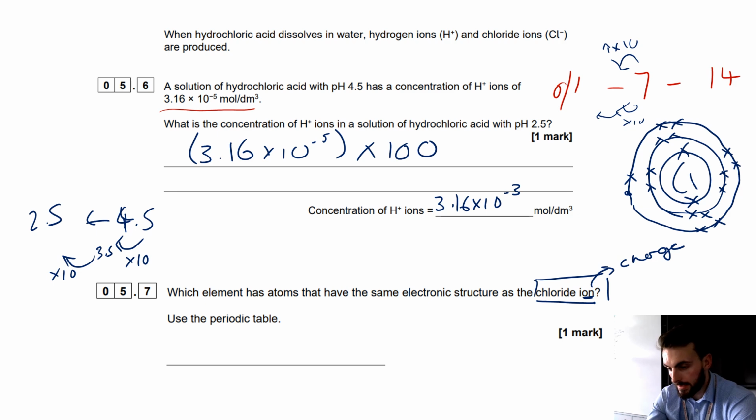Which element has that same electron structure? It's got 8 in its outer shell, so you should know it's got a full outer shell. It should be in group 0. Also, which element has 1 more electron than chlorine does? It's argon.